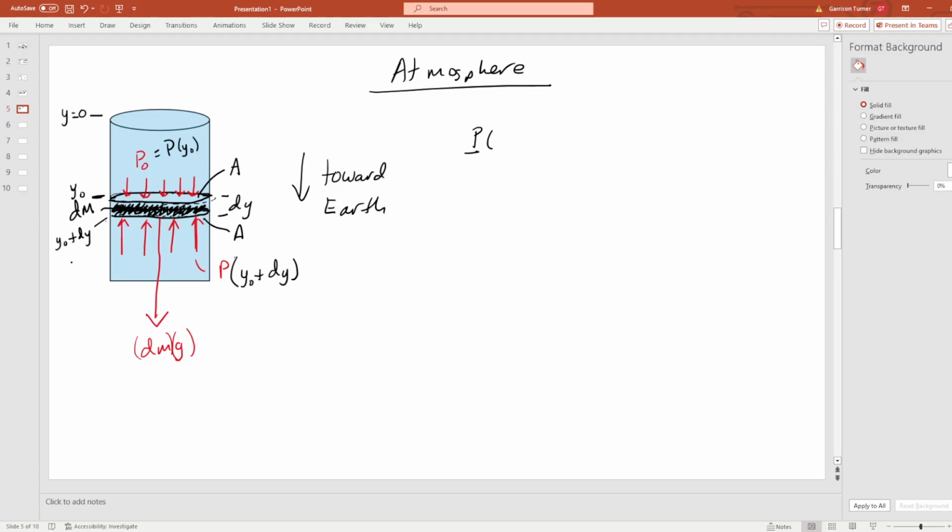I apologize. So you have the pressure at the bottom, which is upward. And to put this into forces, we multiply this by the area. And then the pressure at the top is going to be P of y naught times A. And we also have our weight downward. Okay, so this is Newton's second law.